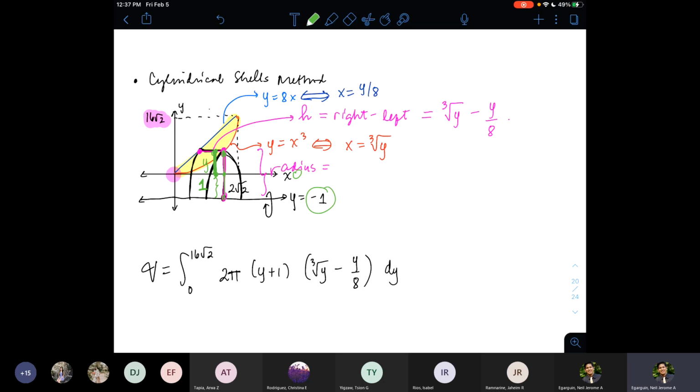So I don't want to memorize what's the formula for the radius and for the height, but I analyze the figure themselves. Okay. Any questions?